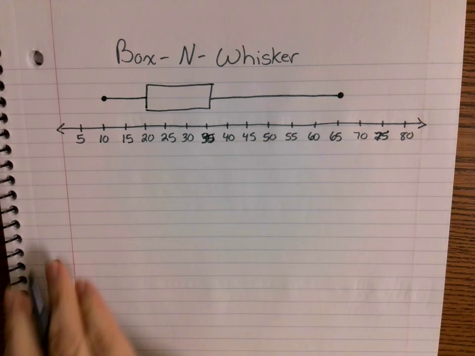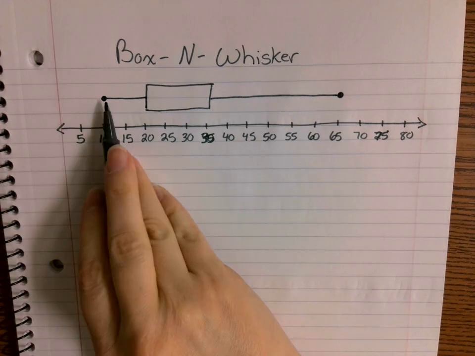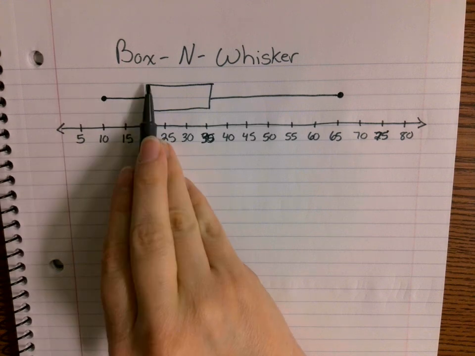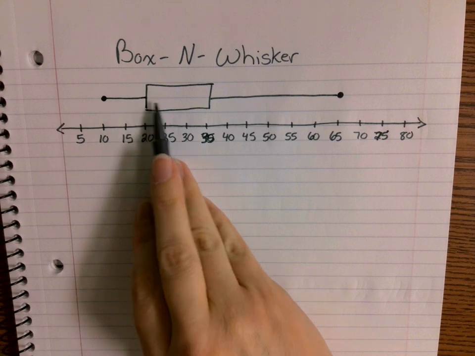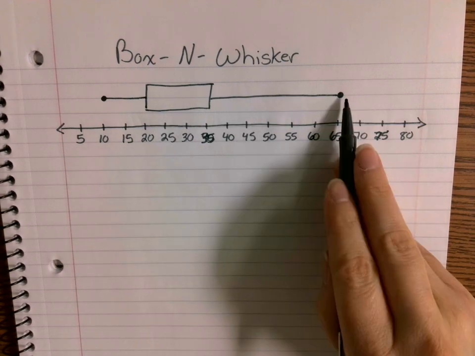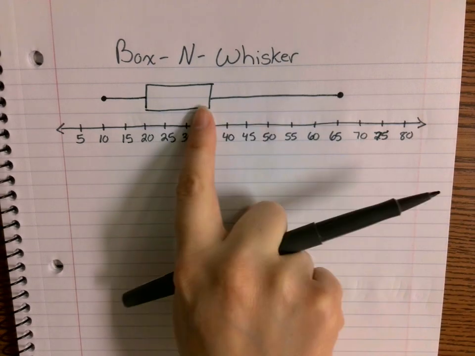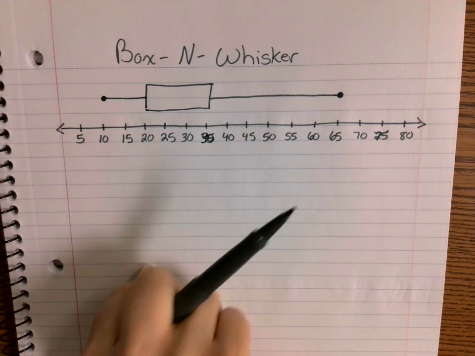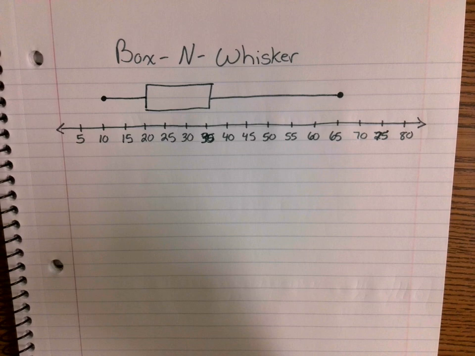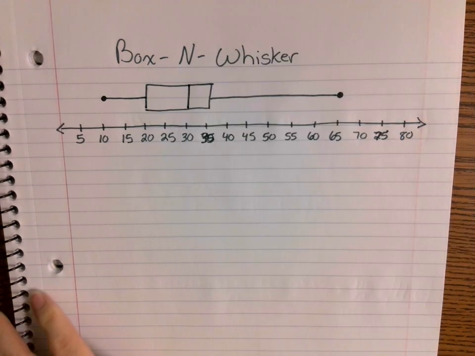So again, you're going to have a dot starting at the 10. You're going to have a box that starts at 20 and ends at 35. And then you're going to have another dot all the way at 65. And you're going to connect those dots to the box. Inside the box, you're going to draw another vertical line right at the 30. So it almost looks like it's splitting the box into 2 unequal segments.